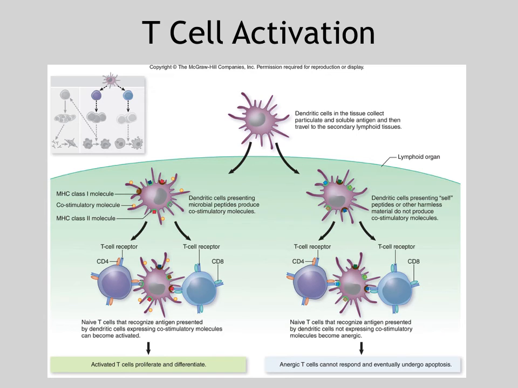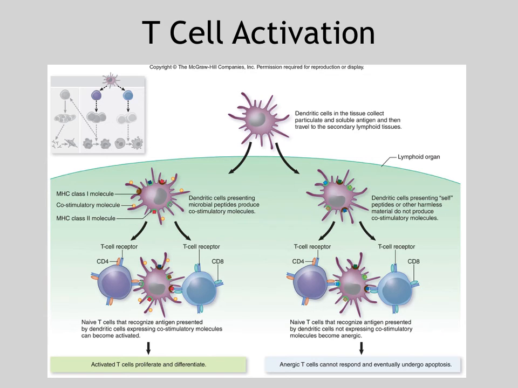So these T cells become highly activated and they move out and carry out their function. If we go to the right here, we have a dendritic cell that's presenting self-antigen, maybe some compound from cell debris, that sort of thing that got broken down and phagocytized. There's no co-stimulatory molecules here, but it is presenting on both an MHC1 and an MHC2.